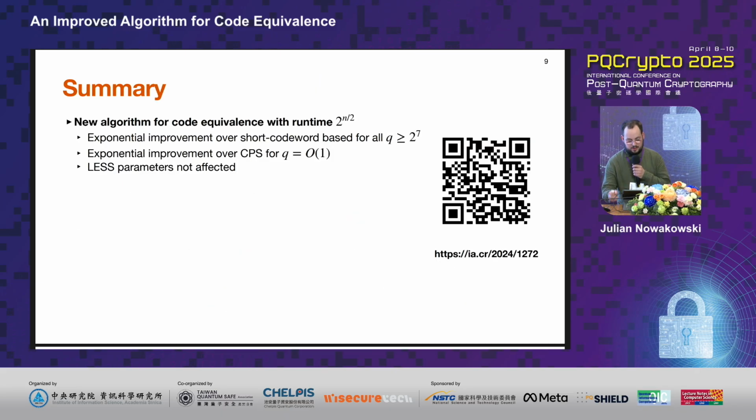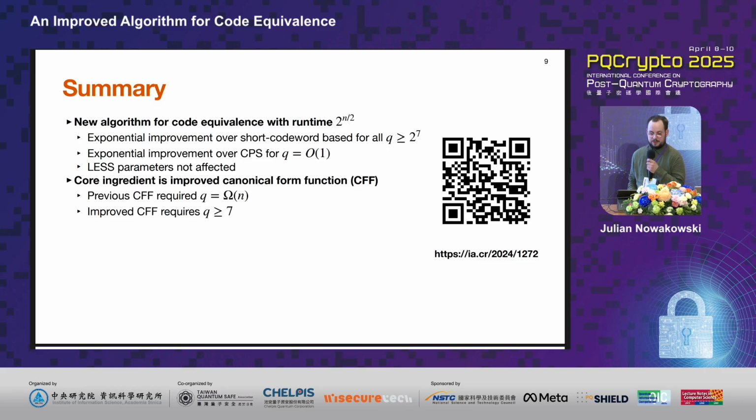Okay, and that already brings me to the end of the talk. Let me just summarize what I just said. We have a new algorithm for code equivalence that has runtime 2^(n/2). If the field size is large enough, let's say at least 2^7, then this is an exponential improvement over all short-coast-worst-based algorithms. It's also an exponential improvement over CPS whenever q is constant, but importantly, the parameters of LESS are not affected.